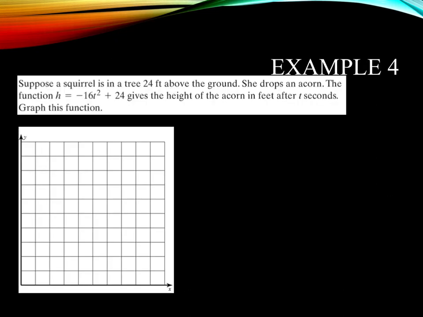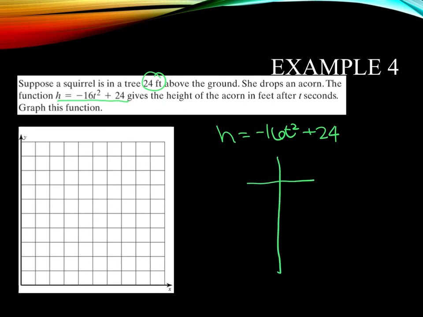So example 4 tells us that a squirrel is in a tree that is 24 feet above ground and drops an acorn. It gives us the function h equals a negative 16t squared plus 24, and we want to graph the function. So instead of doing an XY table, I'm going to do a T for time and an H for height. And again, in this case, I don't really need negative values because I can't have negative time values. So I'm just going to go 0, 1, 2, and 3, and I'm going to plug these numbers in.